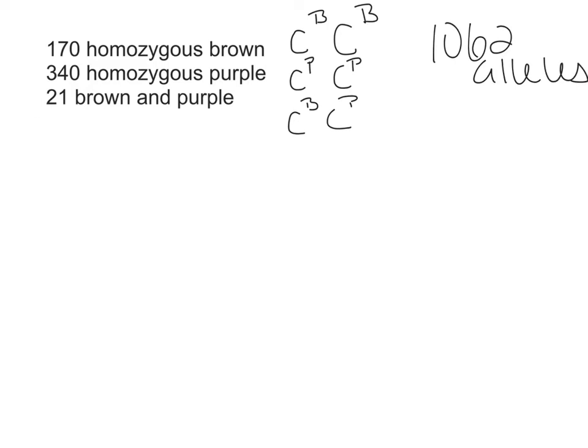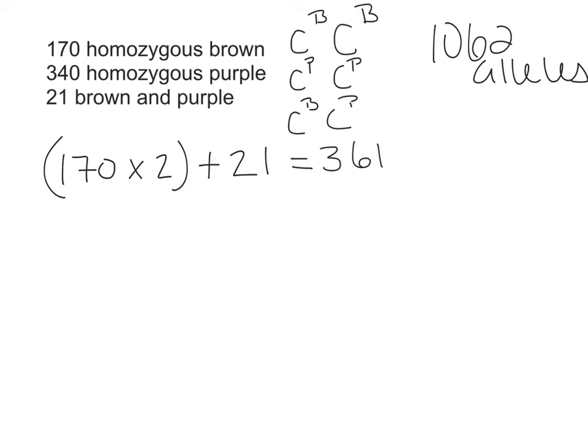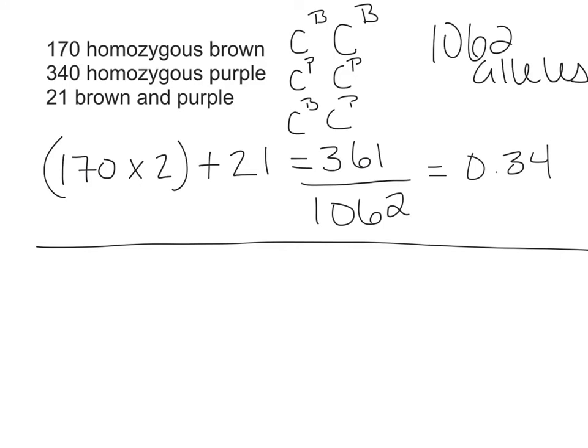Now we need to figure out the allele frequencies for this population. So we're going to start by looking at our homozygous brown individuals. There are 170 of them. Each individual has 2 alleles, so we're going to multiply that by 2. Then we're going to look at our heterozygotes, and there are 21 of them, and each has 1 copy of the brown allele. This gives us 361 copies of the brown allele in our population. To make this into a frequency, we have to divide 361 by our total number of alleles. So we have a frequency of 0.34 for the brown allele.